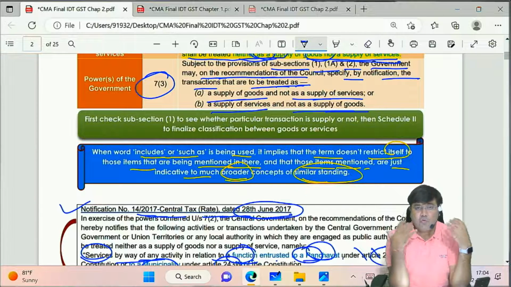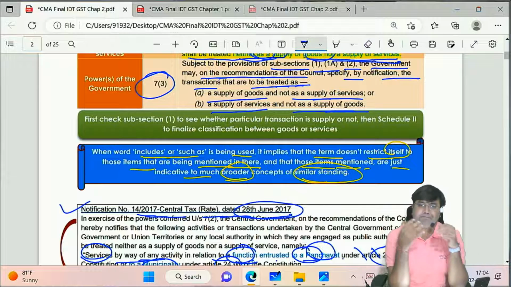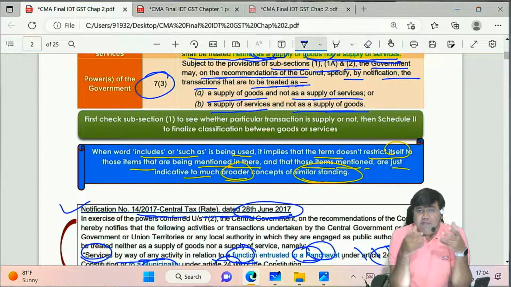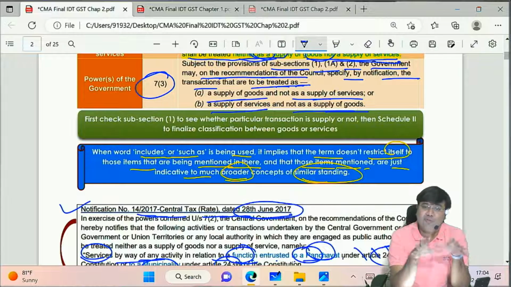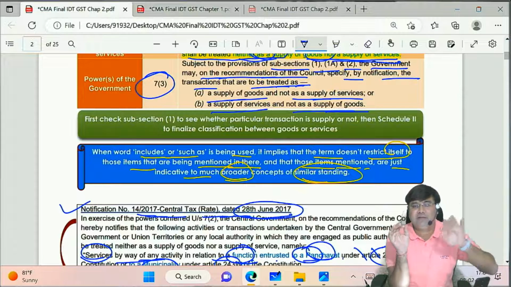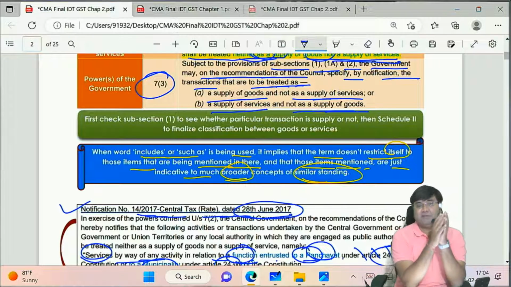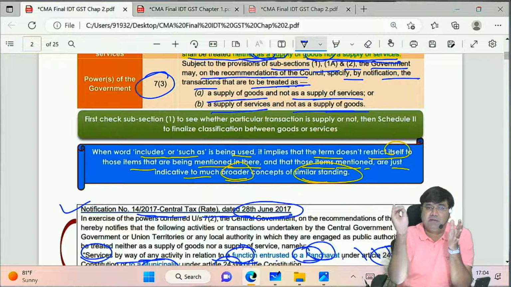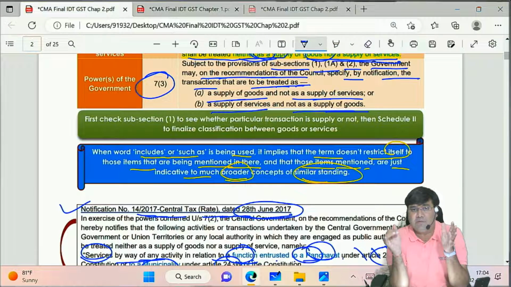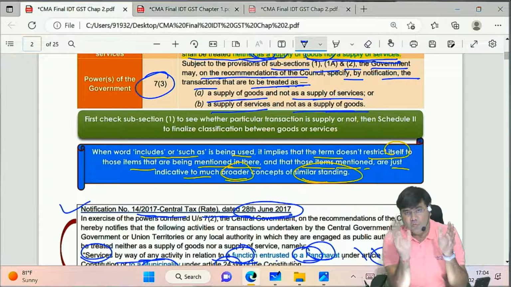Let's say according to schedule 2, Amit Jain's IDT classes is a service. So the government can notify that Amit Jain's IDT classes is basically not a service, it is a supply of goods. If the government notifies this, then we are going to treat Amit Jain's IDT classes as a supply of goods rather than supply of services. So basically section 7 subsection 3 empowers the government to notify that a particular transaction is going to be considered as supply of goods, not supply of services, or supply of services, not supply of goods.